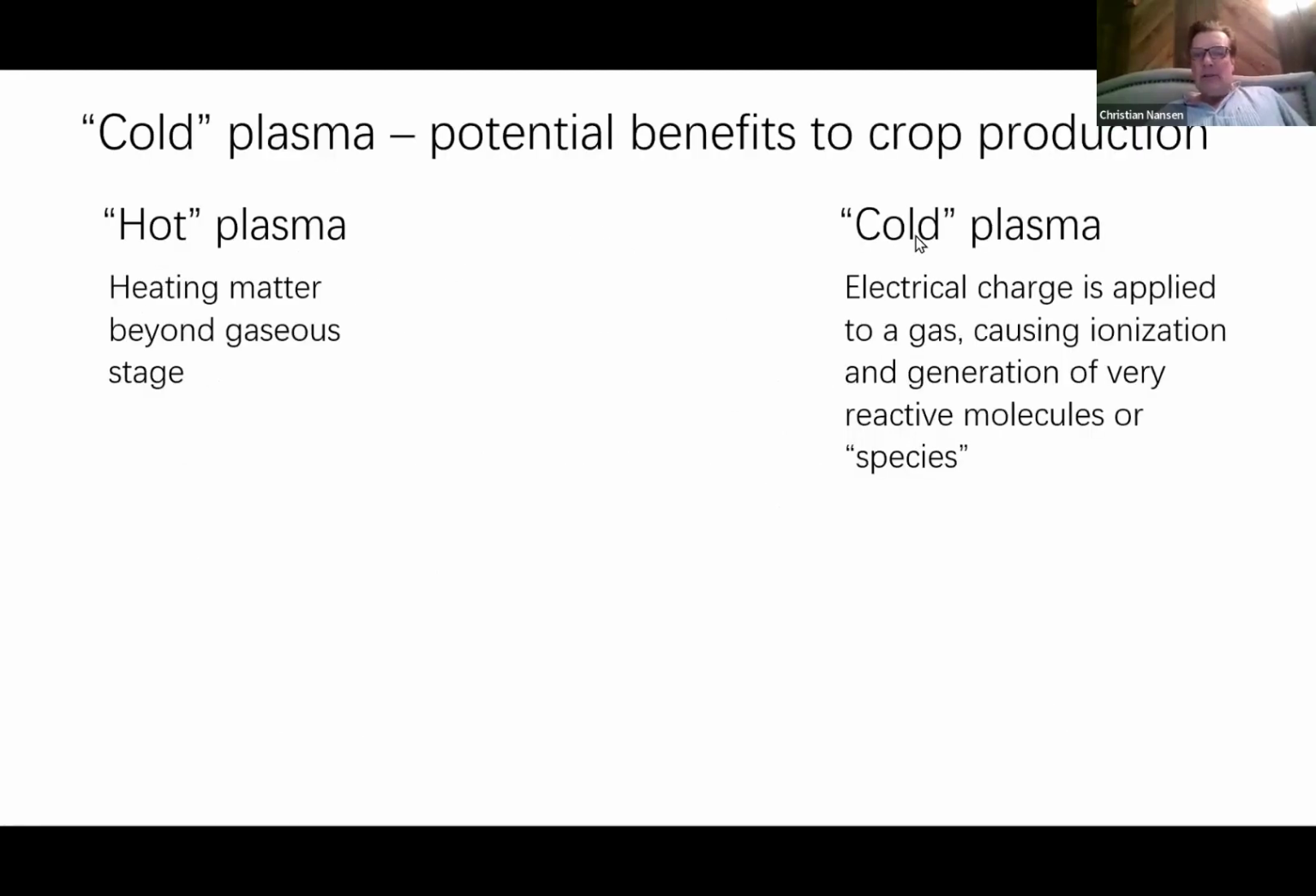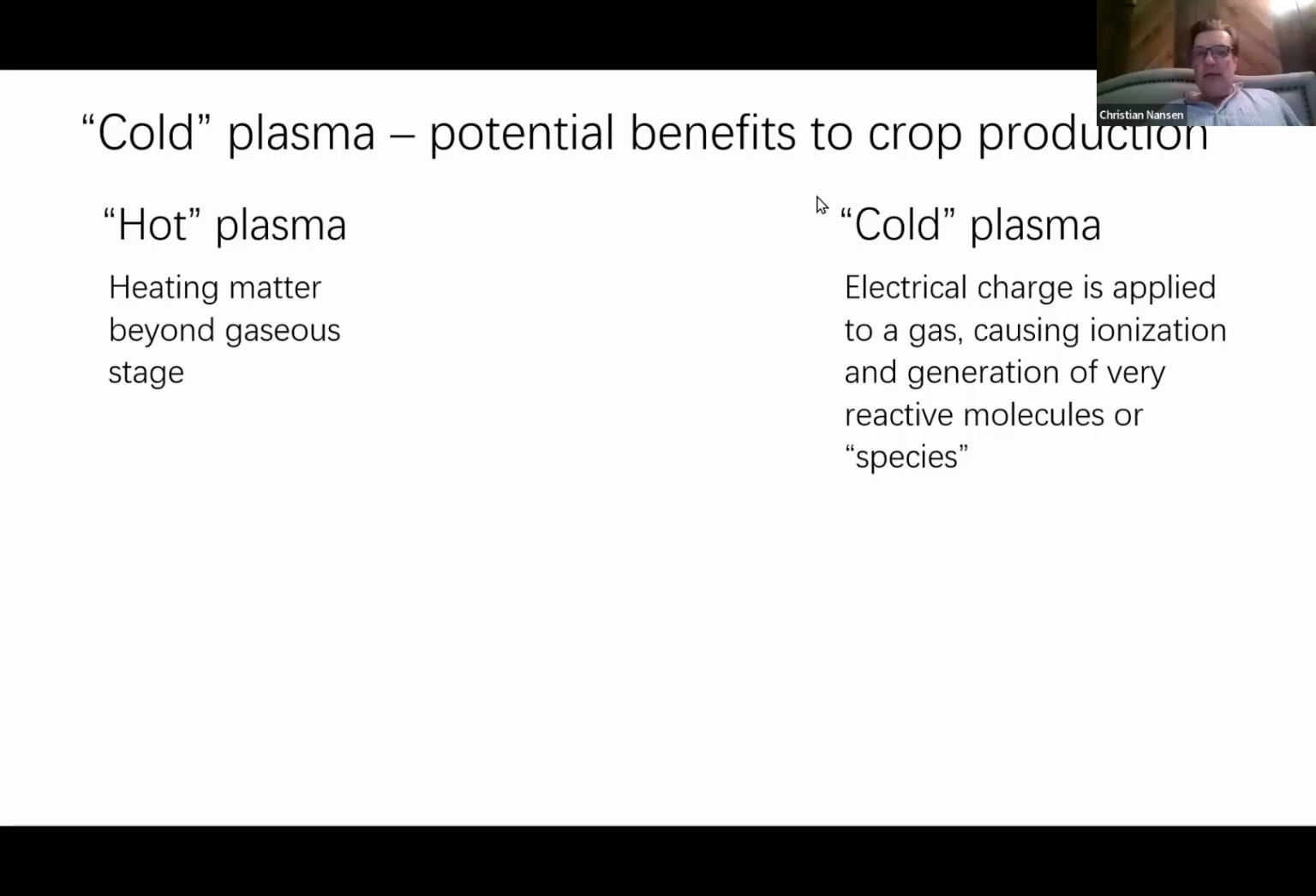And to start out, I think it's important to differentiate what we might be considering hot plasma and cold plasma. While hot plasma is about heating something up beyond the gaseous phase, cold plasma is more about applying an electrical charge to ionize a gas so that it becomes extremely reactive. It's what we are particularly interested in as we break those hydrogen, oxygen and nitrogen bonds in the atmospheric air, which is what we normally use.